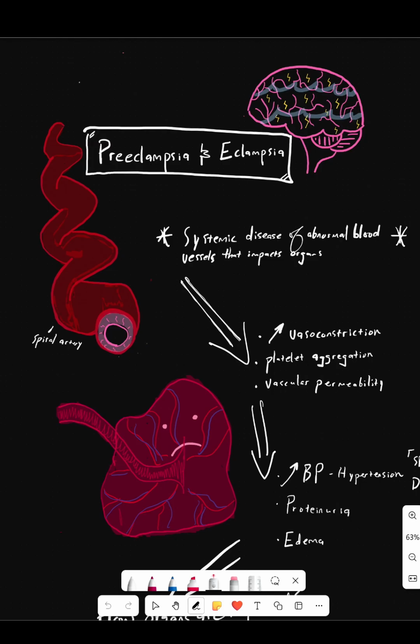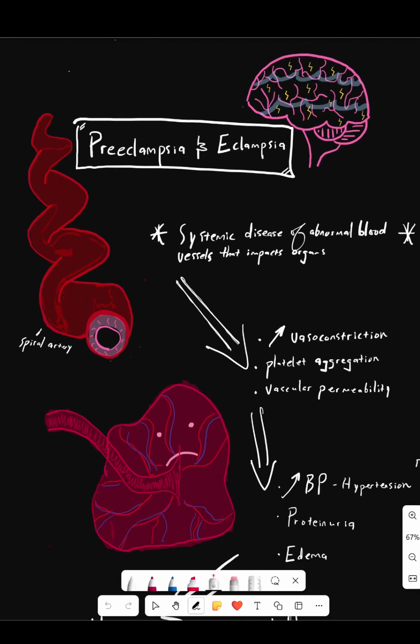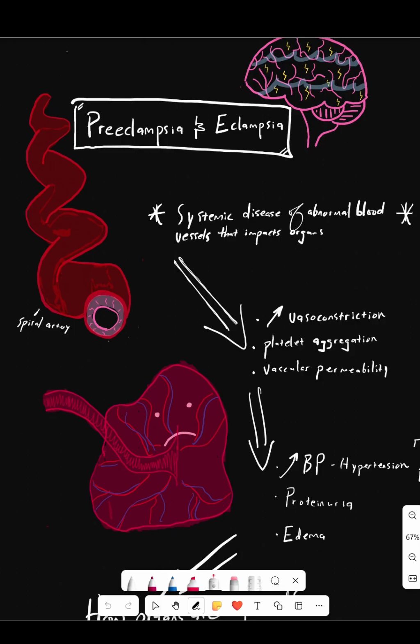And the aim of this video is to try to unify what may seem to be kind of random or chaotic symptoms under the lens of this systemic disease of abnormal blood vessels that impacts organs. There's a commonality there. And if you understand that commonality, these side effects may seem less random, and that can help treat people. So let's talk about how this is happening.